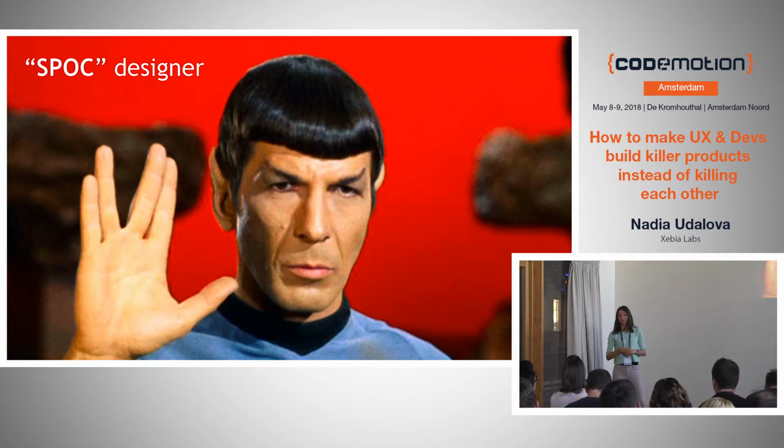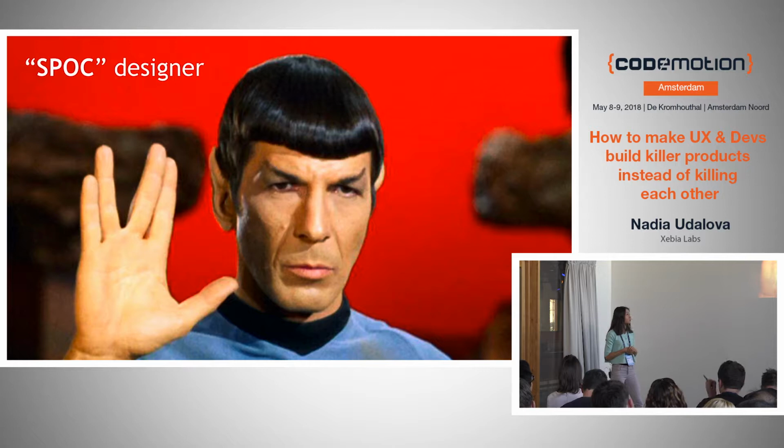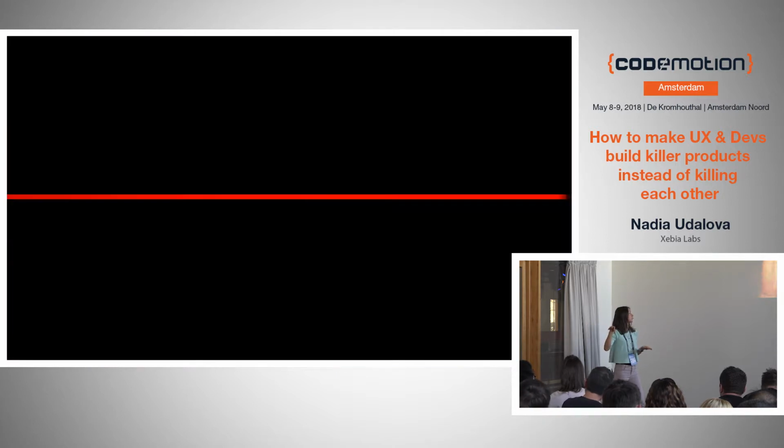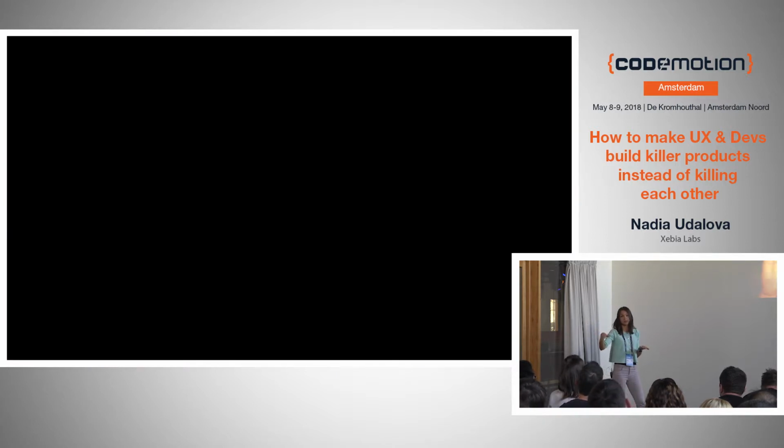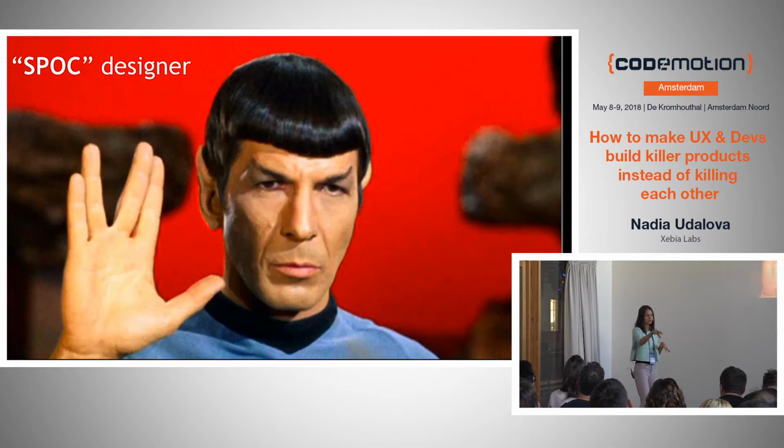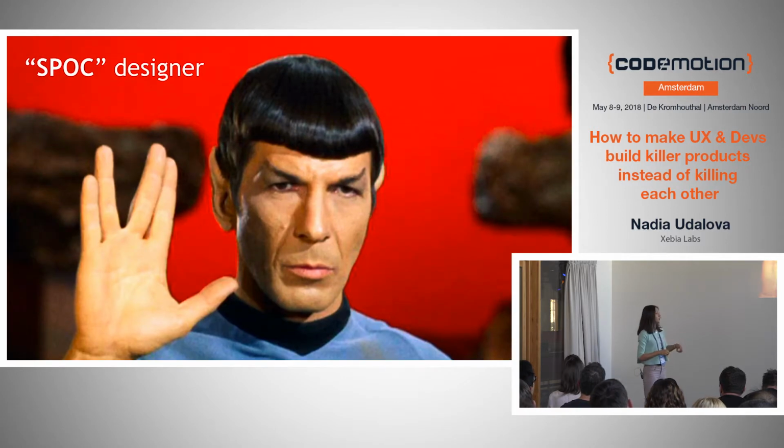What does it mean, Spock designer? This is a person on the UX team who is a go-to person for a certain feature team in the company. So if, for example, feature team 1 goes to Anna, feature team 2 goes to Dennis if they have any questions. So they have a particular person they go to in case anything is happening or anything needs input. Why is this working for us?